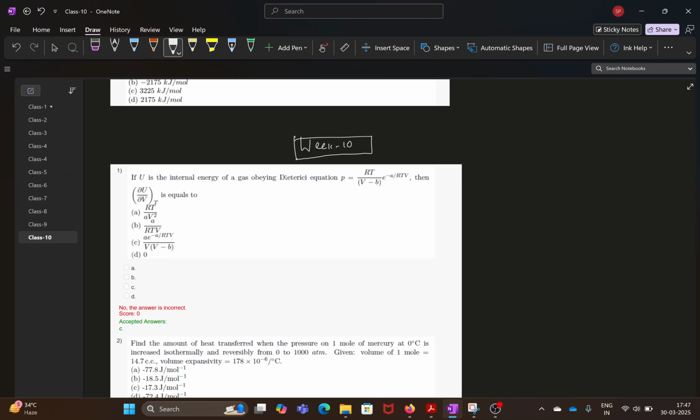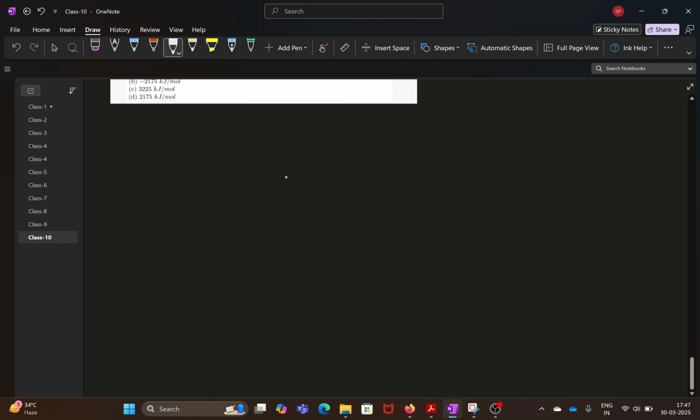Okay, so alright, let us start with question number 1. It is saying that if U is the internal energy of a gas, obeying a certain equation which is given, then what is del U del V at T constant equal to. So this is our practice week assignment, right? So right now what we are solving is week 10.